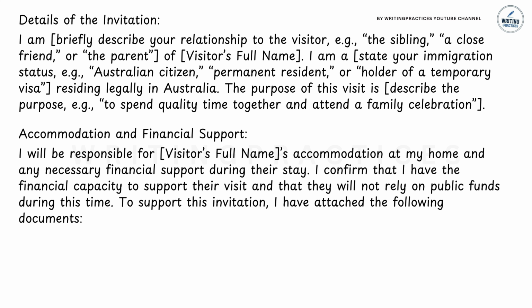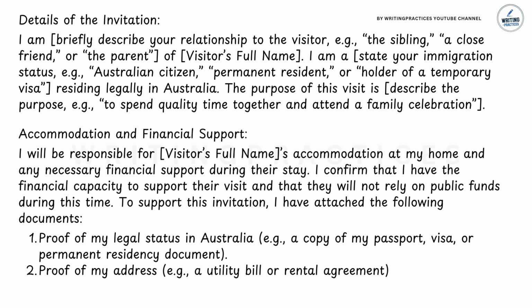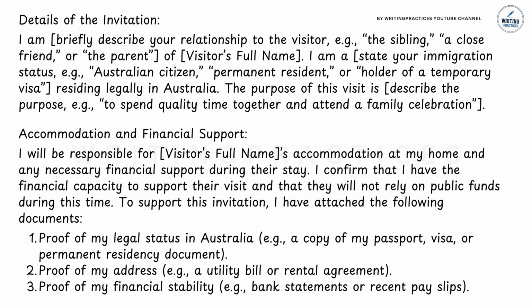For instance, during Jane's stay, I will be responsible for her accommodation at my home and any necessary financial support. I confirm that I have the financial capacity to support her visit and that she will not rely on public funds during this time. To support this invitation, I have attached the following documents. 1. Proof of my legal status in Australia, such as a copy of my passport. 2. Proof of my address, such as a utility bill. 3. Proof of my financial stability, such as bank statements.